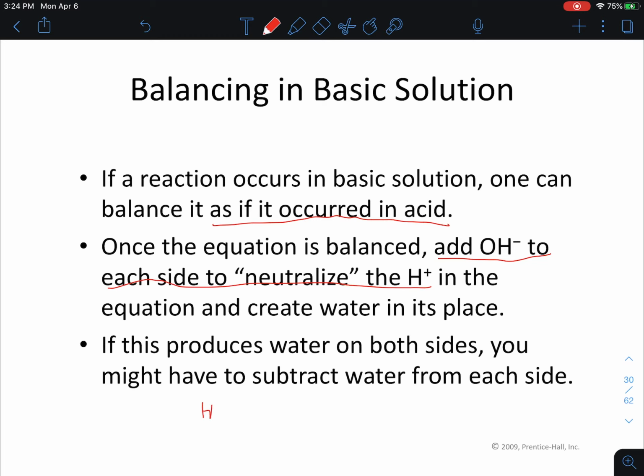Once you do that, you're relying on the fact that H+ plus OH- makes water, so it'll get rid of all of the H pluses in our equation. But now you probably end up with water on both sides, so at that point you might have to do some subtraction. Let me go back to our last example and switch it from an acidic balance to a basic balance by following this protocol.